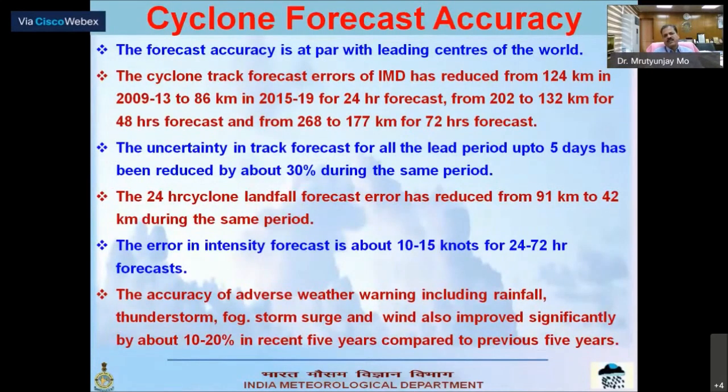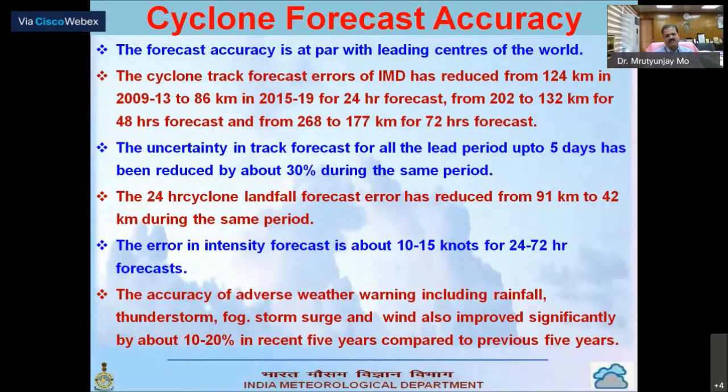Now, if you look at the cyclone forecasting so far, you will be happy to know that in recent years, we have been able to provide accurate forecast for tropical cyclone tracks and their intensity. As a result, the number of deaths has been reduced. And if you compare our forecast accuracy with the international agencies, you will find that our forecast is at par or better than many leading centers of the world. So this forecast accuracy is increasing every year.